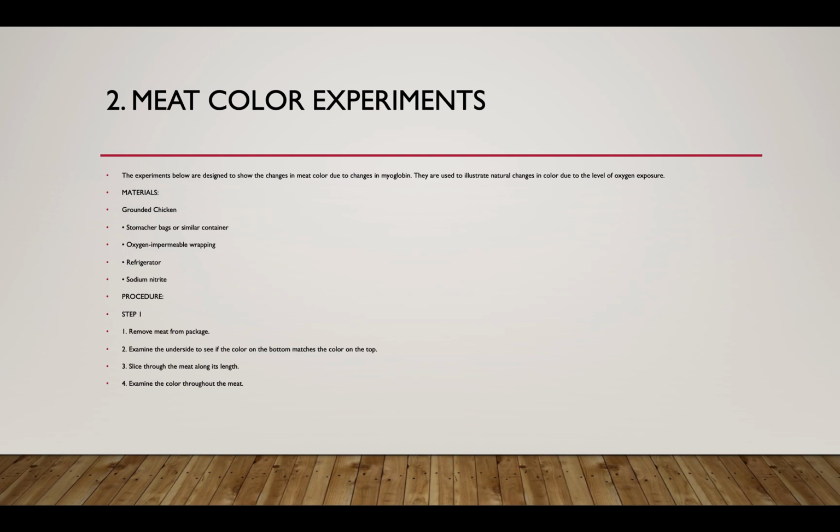Okay, the experiment we are going to perform will involve ground chicken, stomacher bags, oxygen impermeable wraps, refrigerator, and sodium nitrate. In step 1, we will remove the meat from the package, examine the underside to see if the color on the bottom matches the color on the top. Then slice the meat along its length and examine the color throughout the meat.